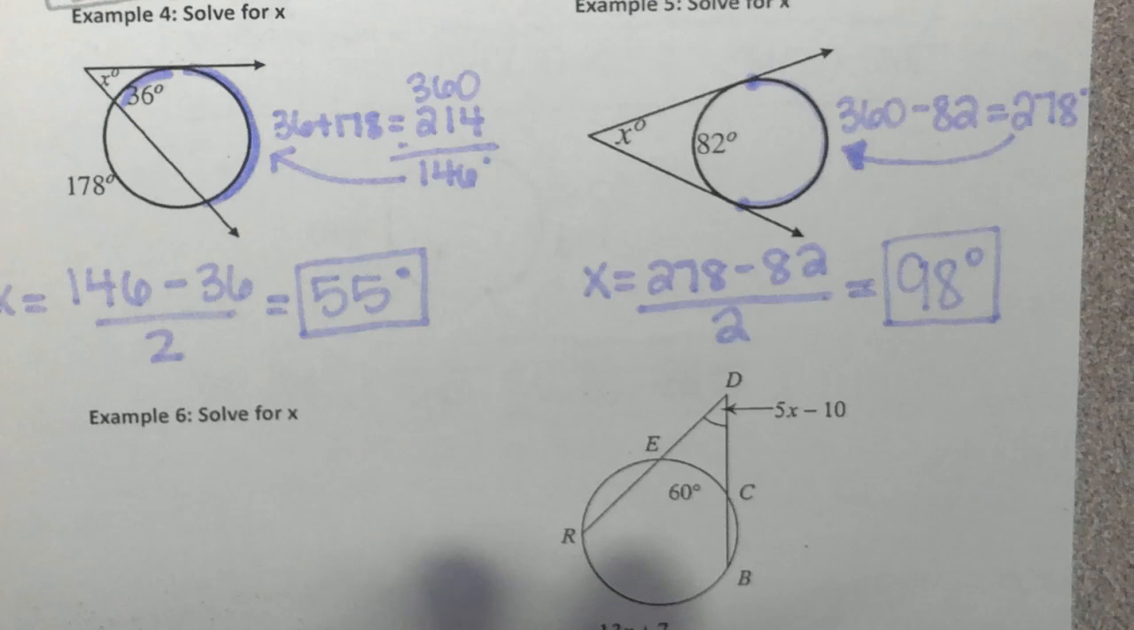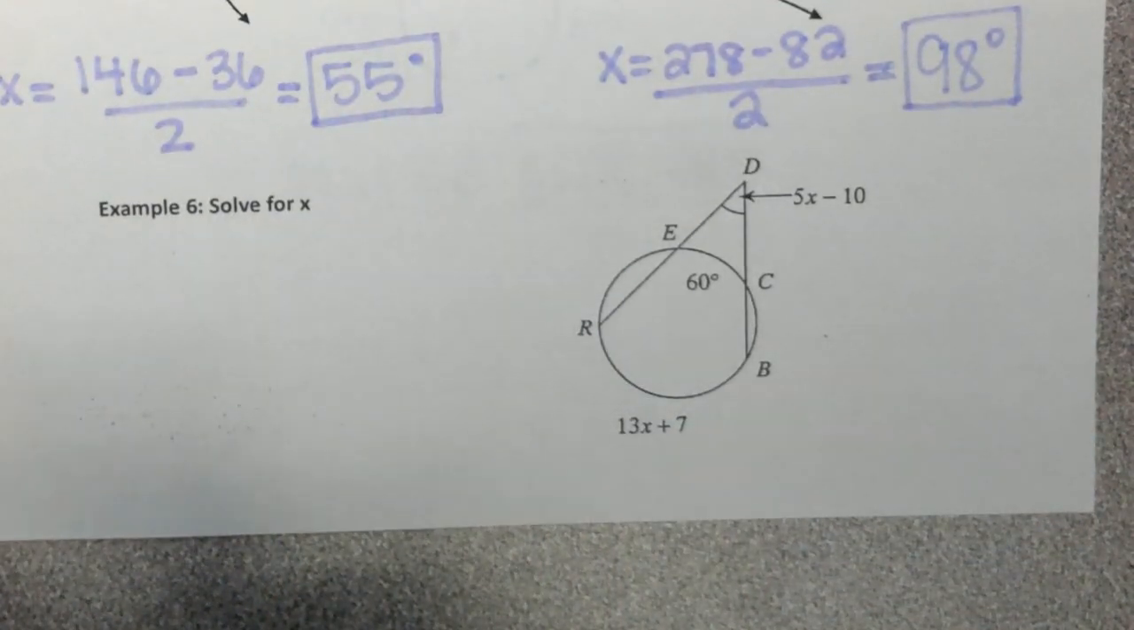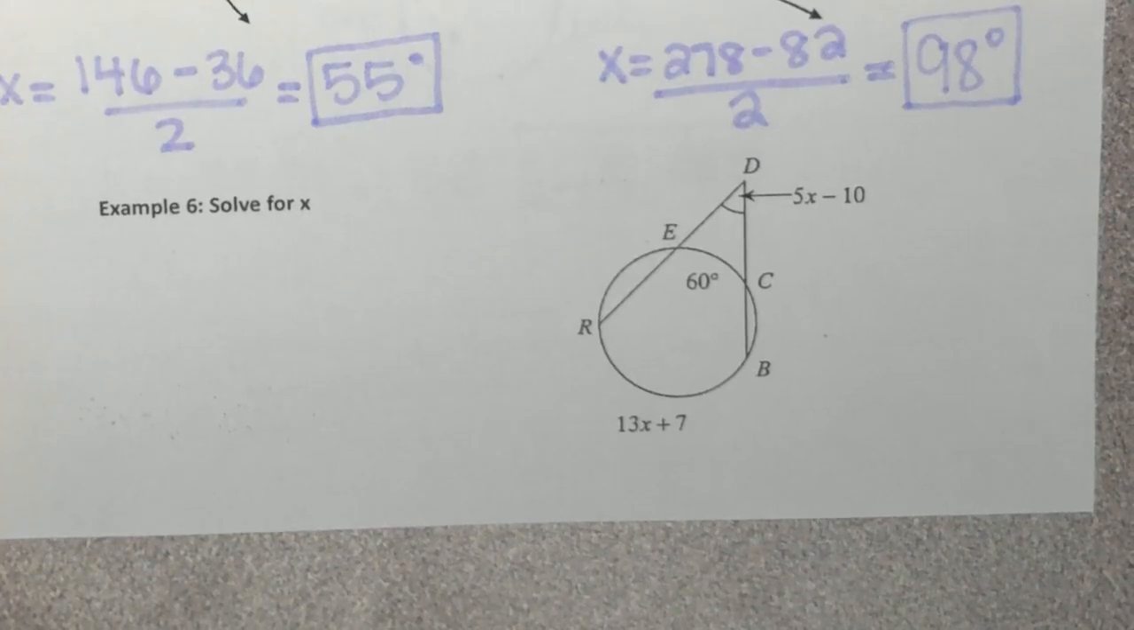All right, last one. You want to try it on your own? Yes. Try it on your own. Your angle equals the big arc minus the little arc. Go. Minus 60, over 3.